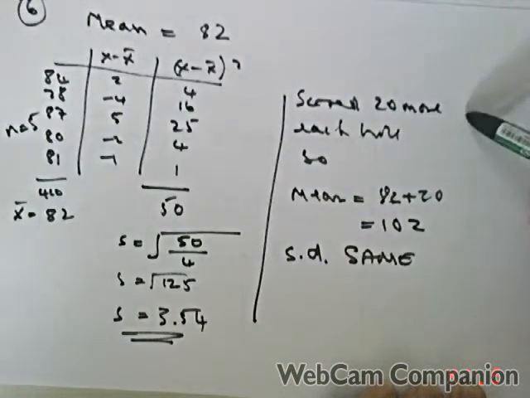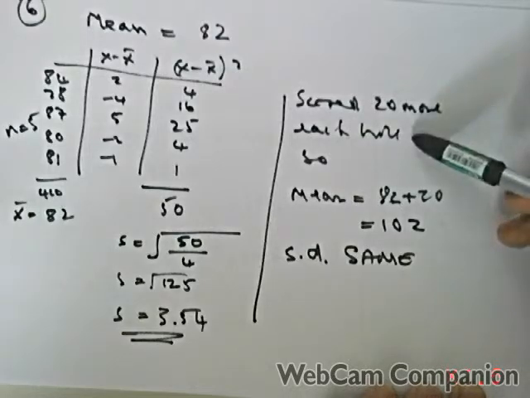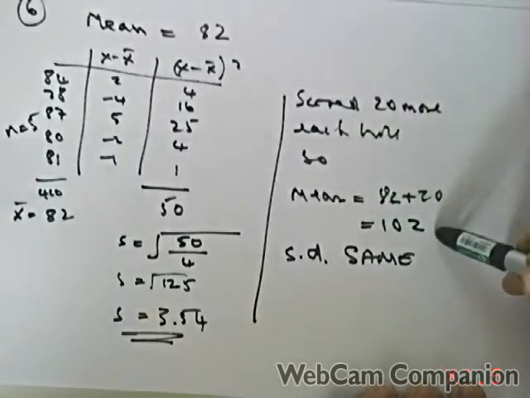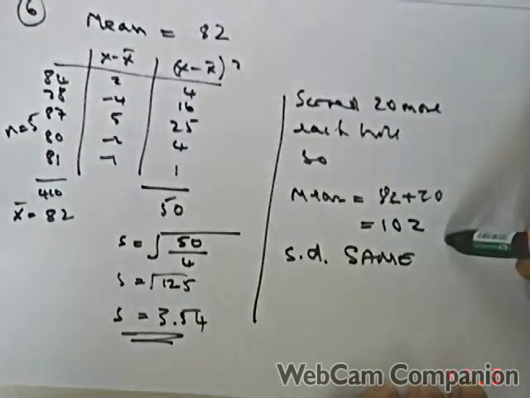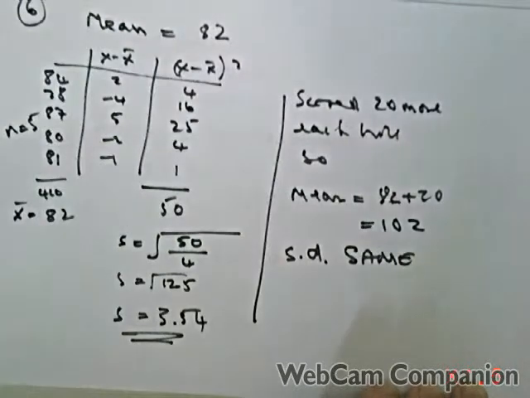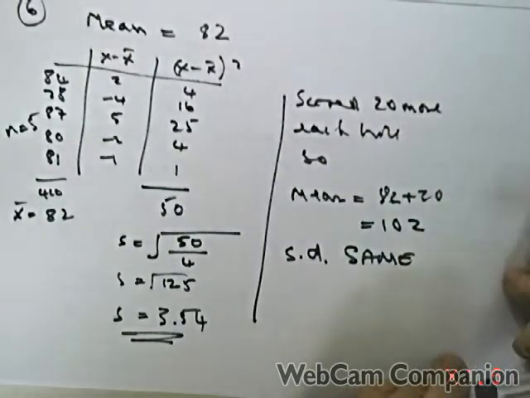And then the second part, if you look, he scored exactly 20 more at each hole, so his mean just goes up by 20. He didn't have to work it all out. But if you did work it out and you got the right answer, you'd still get the mark. The main one is that the standard deviation, because the pattern is the same, is exactly the same. It's just shifted all the scores up.